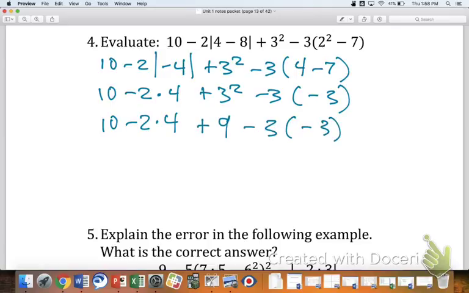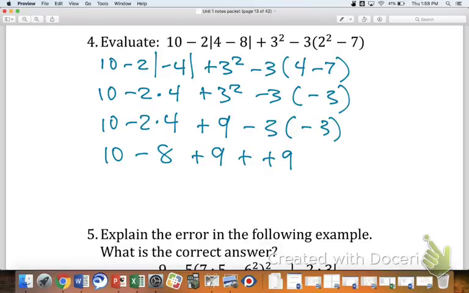Minus 3 parentheses -3. Now I'm down to the multiplication division step, so I'm going to go through this carefully. The first multiplication I come to is 2 times 4, so it's going to be 10 minus 8, still plus 9, minus 3 times -3. Does that make sense? 3 times -3 is -9. We get that magical minus a negative, right? So I'm going to go ahead and convert that over to plus, a positive.